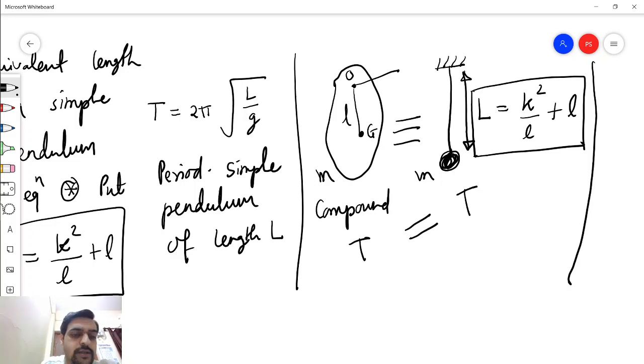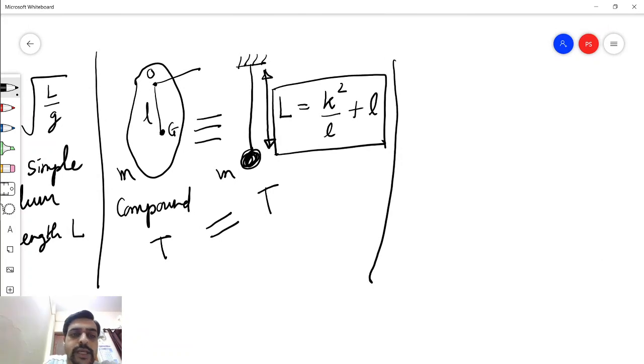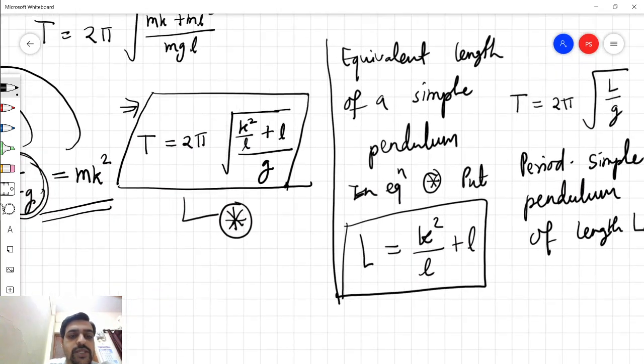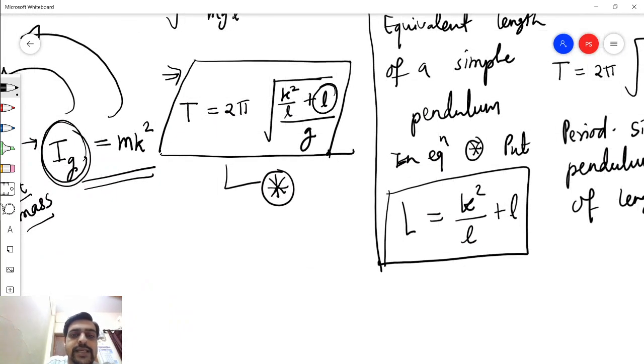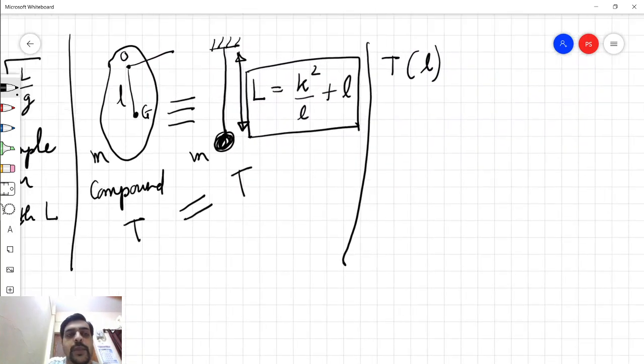From this equation, another thing is clear. Since t is a function of L, which is straightforward from this equation, as L changes, t is going to change. That is, t is a function of L.